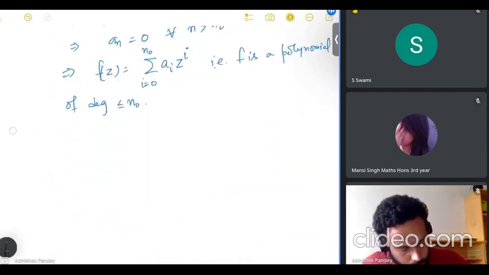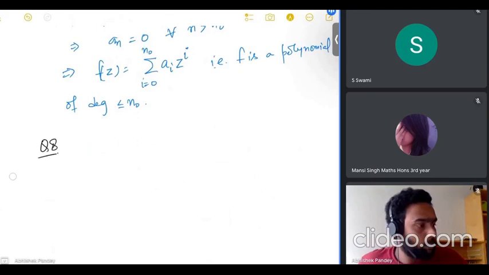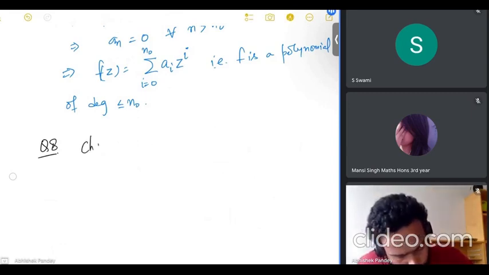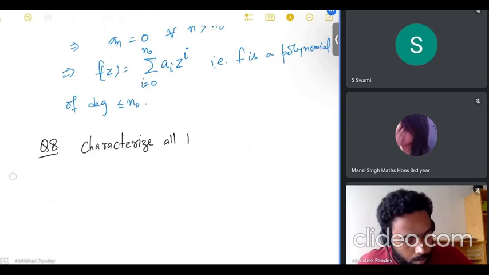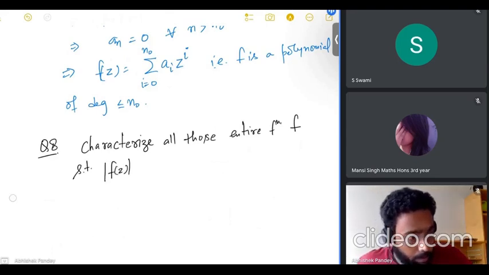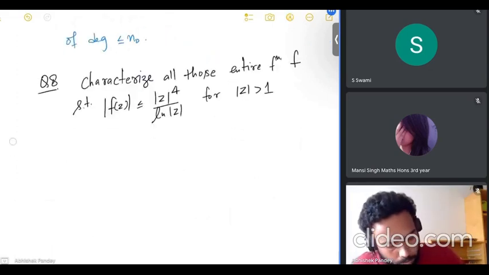Okay, let's see the last question. Question number 8. This is basically on the characterization of entire functions. Characterize all those entire functions f such that modulus of f(z) is less than or equal to mod z to the power 4 upon ln mod z for mod z greater than 1. Okay, so just look at the solution.